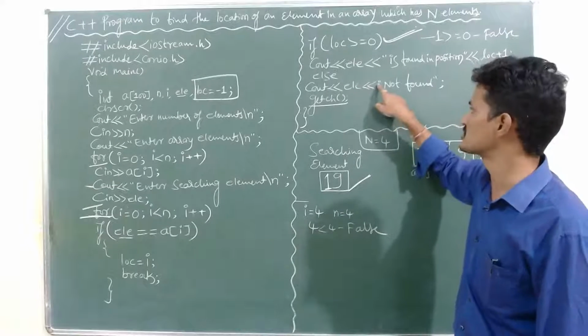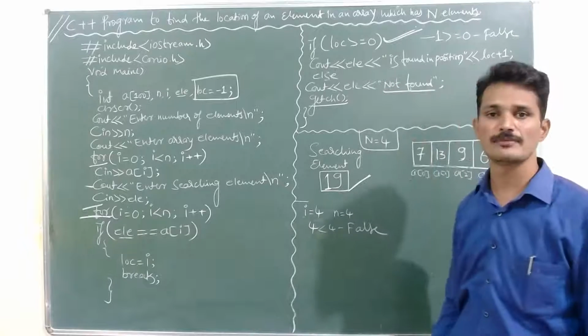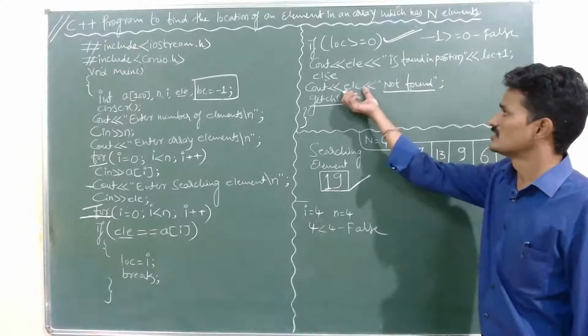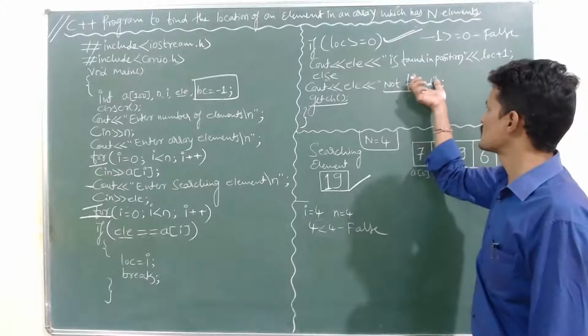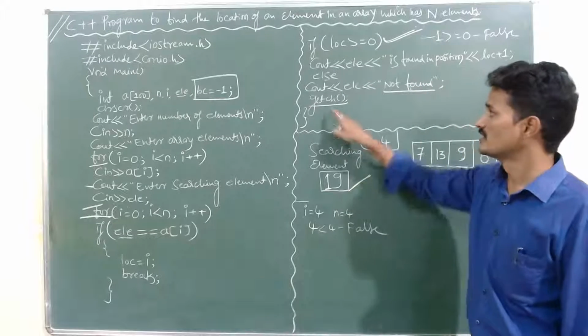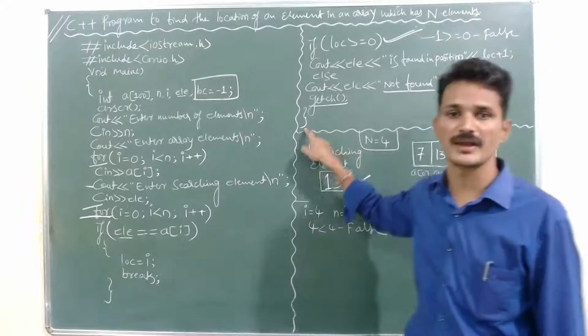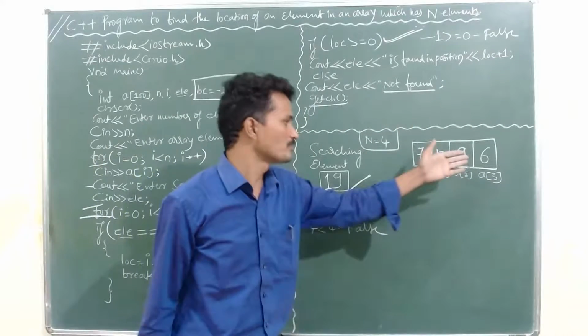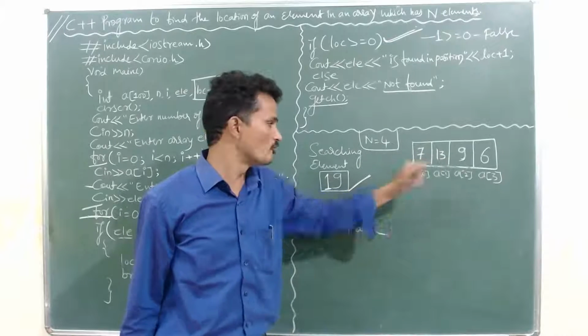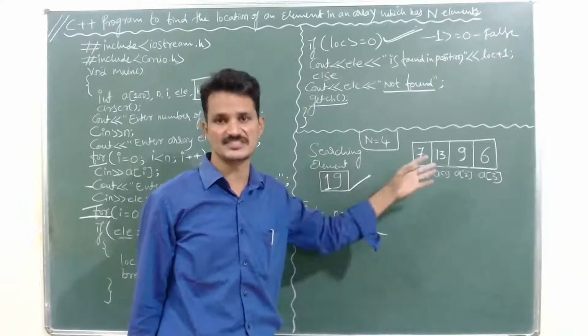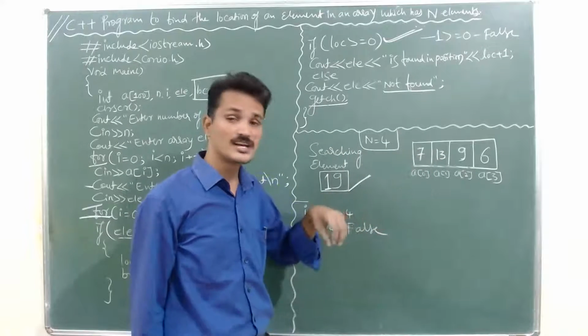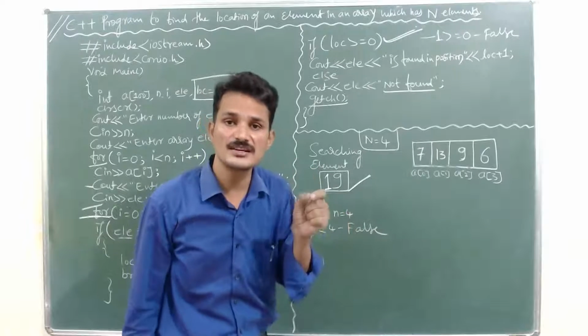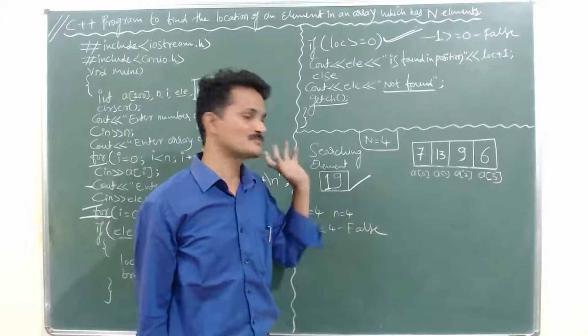Stream insertion, double quotation start. What have we done inside the double quotation? "not found". So "19 not found", double quotation close, end with the semicolon. Getch function, and this closing flower bracket indicates the end of the C++ program. So look here, n is equal to 4. We have inputted 4 elements: 7, 13, 9 and 6. But the searching element is 19. 19 is not at all present in this array.